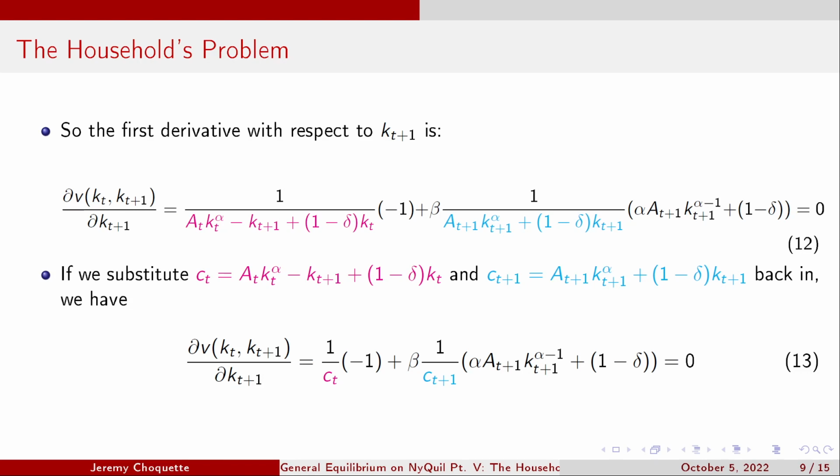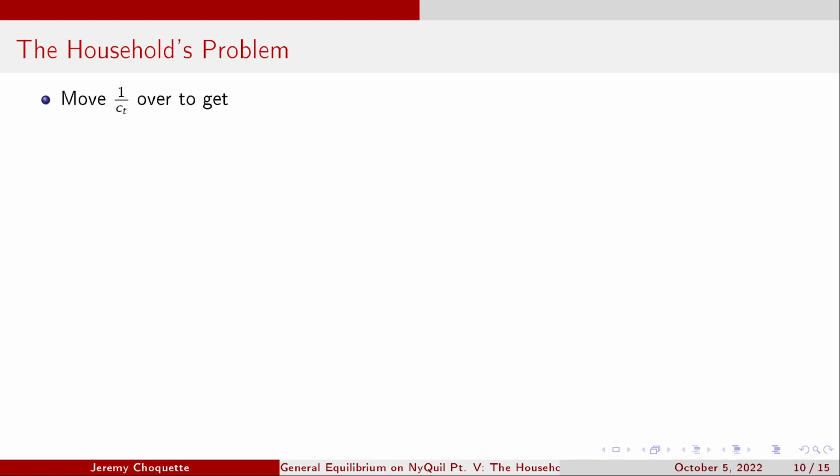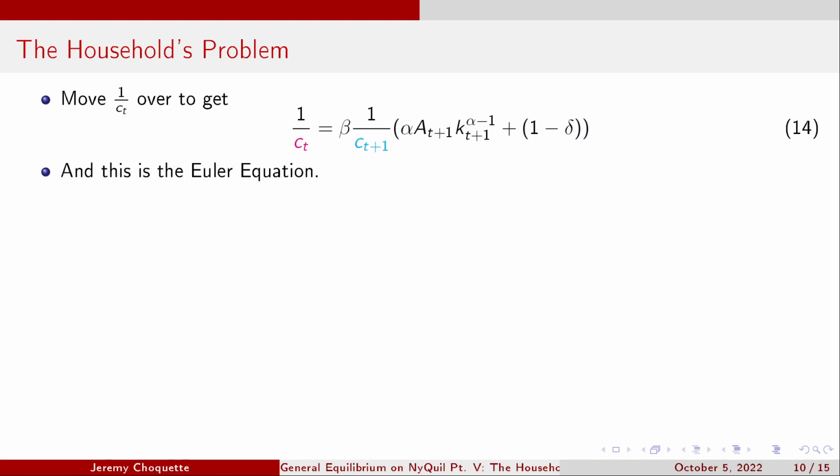This is my utility function still, right? So I'm maximizing it with respect to KT plus 1. And because I am maximizing it, I have to set it equal to 0. So this is what you get and set it equal to 0. Now I'm going to move 1 over CT over to the other side. So now I get 1 over CT equals beta times 1 over CT plus 1 times the marginal product of capital less depreciation. This is the Euler equation.